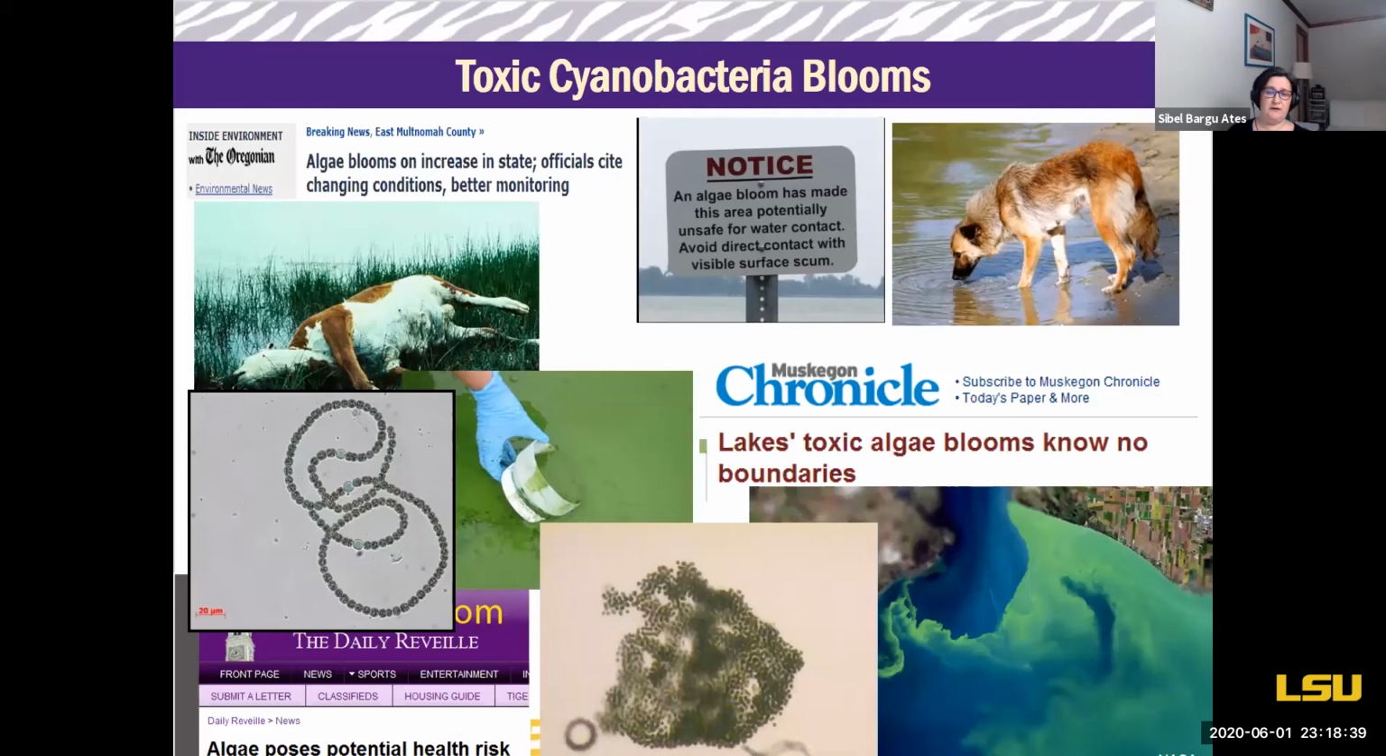Toxic cyanobacteria blooms are very similar to other harmful algal blooms. Obviously, when we do see toxic cyanobacteria blooms, some of the negative impacts are very similar. These are cyanobacteria images. They are like other algae. They are single cell organisms. They live either in big chains or colonies. And they do photosynthesis like algae or land plants do.